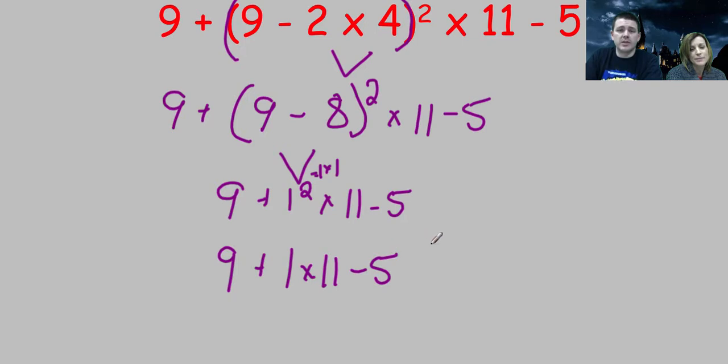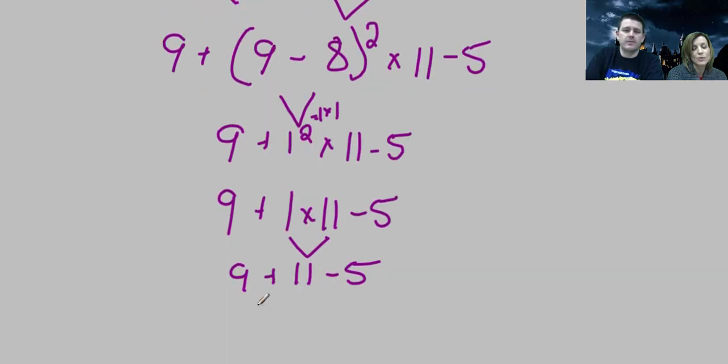So we're done with parentheses, we're done with exponents. Now we do multiplying and dividing. So I have a very challenging multiplication problem. 1 times 11 is 11. Add first, which is 20, and then 20 minus 5 will give you 5.